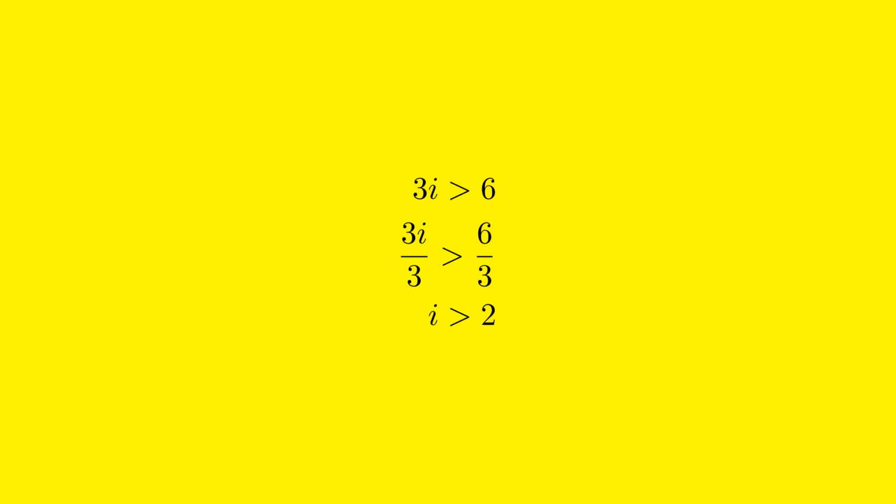To express this in interval notation, we use the format to represent all numbers greater than 2. The interval starts just after 2 and goes to positive infinity. So in interval notation, the solution is from 2 to infinity. To summarize, our solution is i greater than 2, or in interval notation from 2 to infinity.